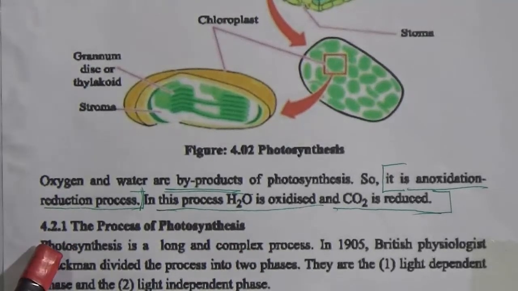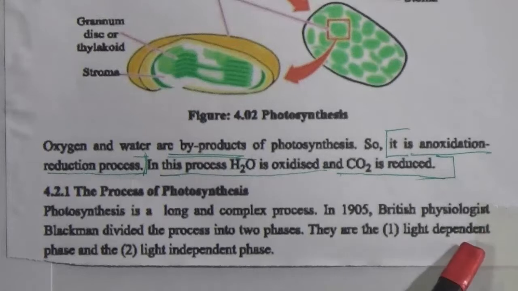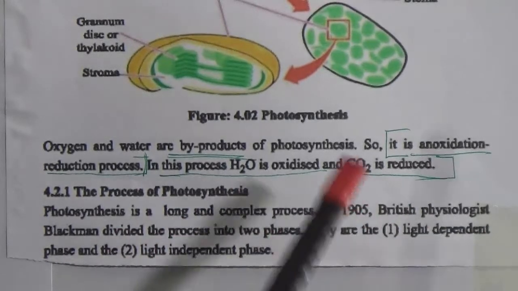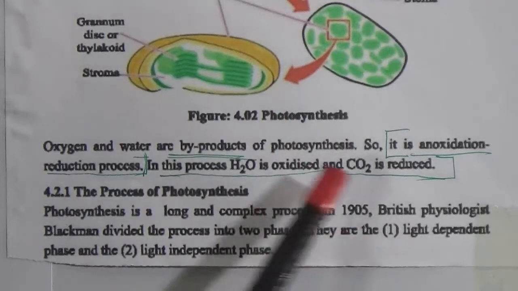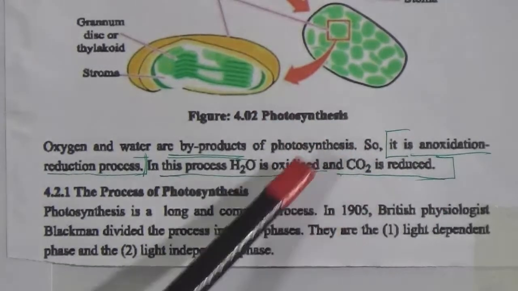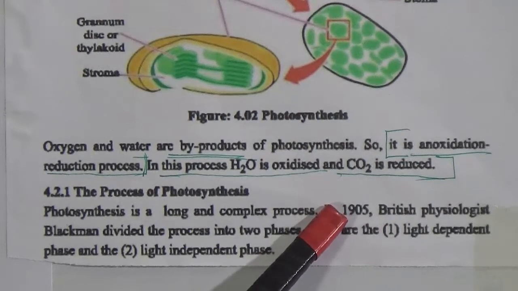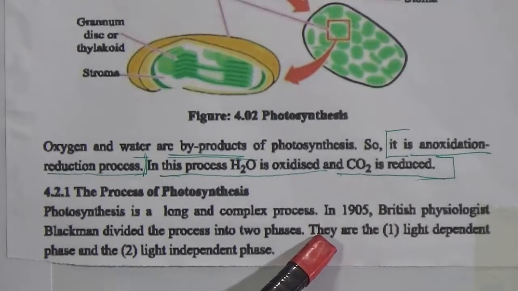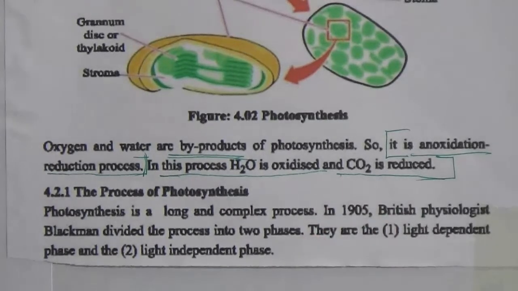was divided by the British physiologist Blackman into 2 phases. One is the light dependent phase and another is the light independent phase. In 1905, the British physiologist Blackman divided the total photosynthesis procedure into 2 phases. One is light dependent.